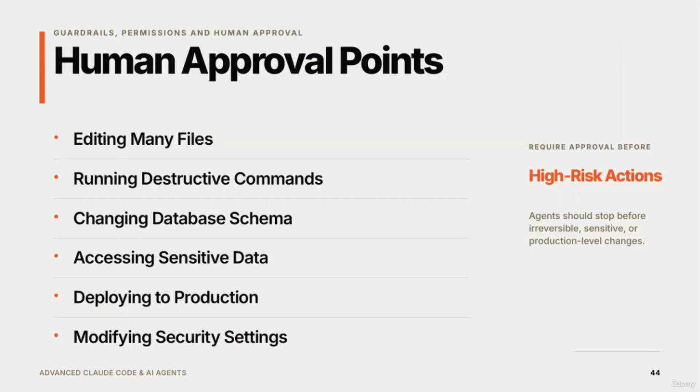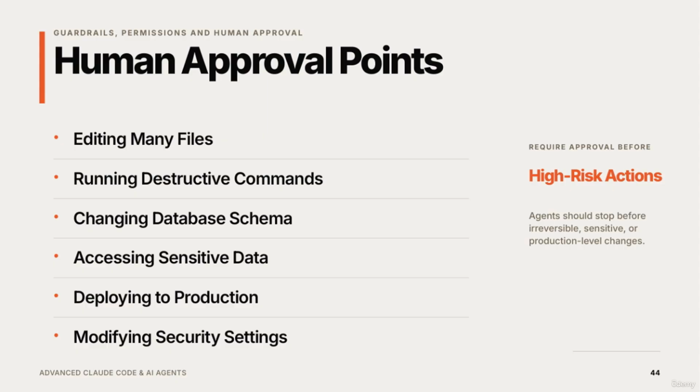Here, we're focusing on the critical concept of guardrails, permissions, and human approval in managing AI agents and their actions. The key idea is that certain actions, especially those that are high risk or irreversible, must require human approval before proceeding. This is a crucial safeguard to prevent unintended consequences. For example, agents should always pause and request approval before making any irreversible or sensitive changes, especially in production environments.